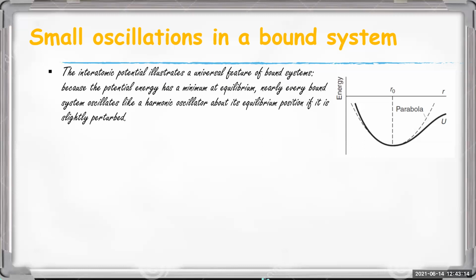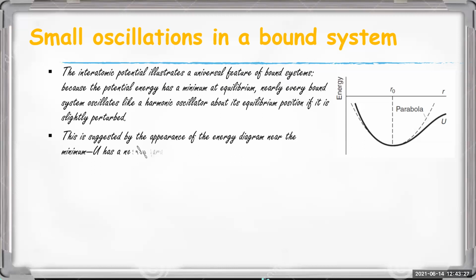And here, when we compare the two energy diagrams, we can see that this potential energy has a parabolic shape, nearly a parabolic shape, like a harmonic oscillator potential.